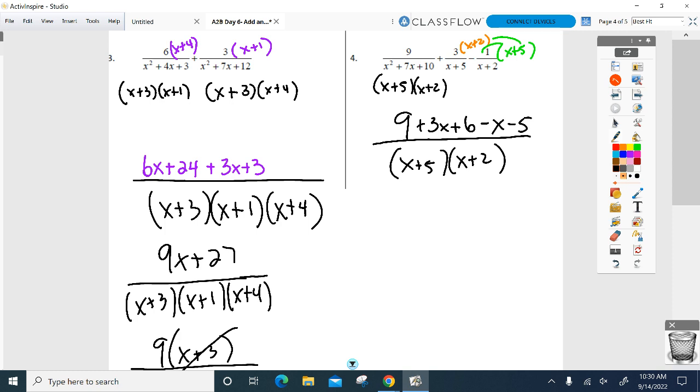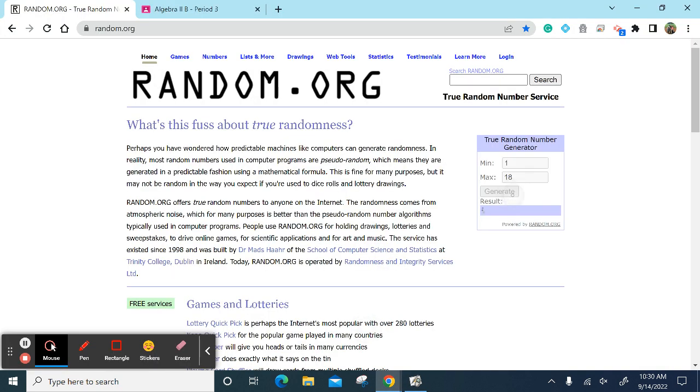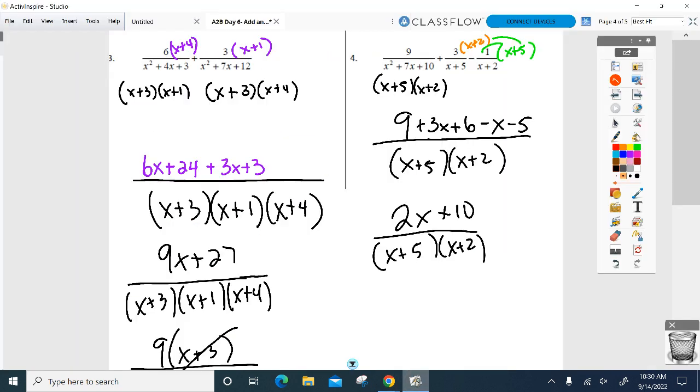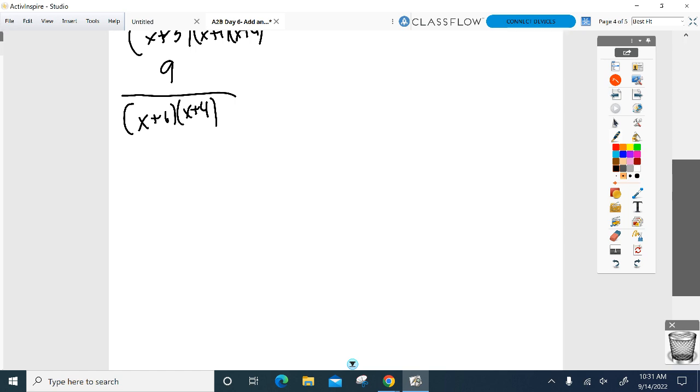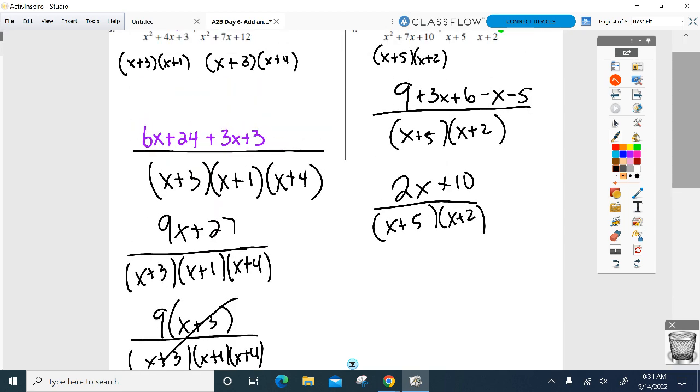Let's keep going here. Let's see, I got 2x on top, plus 4. No, 10. Come on. I forgot that's 6. You're better than that. Not going to leave it like that on Friday. Going to keep going. You can take 2 out of 2x plus 10. Yep. And then you can cross out the x plus 5.